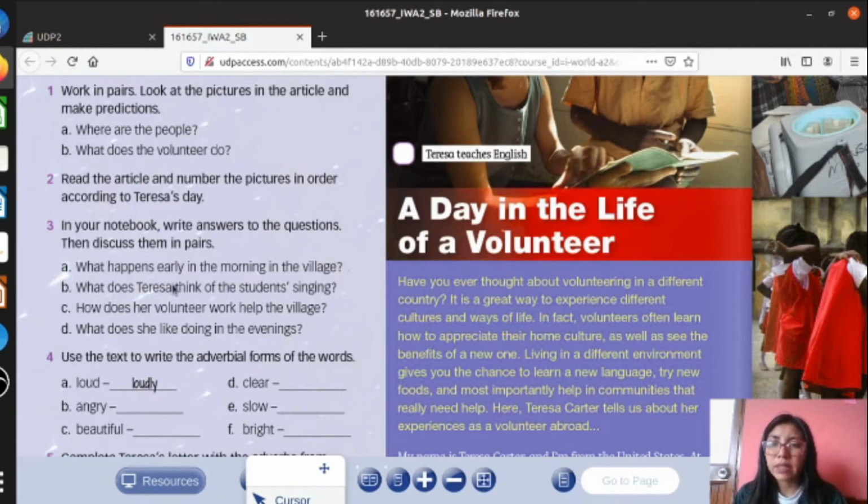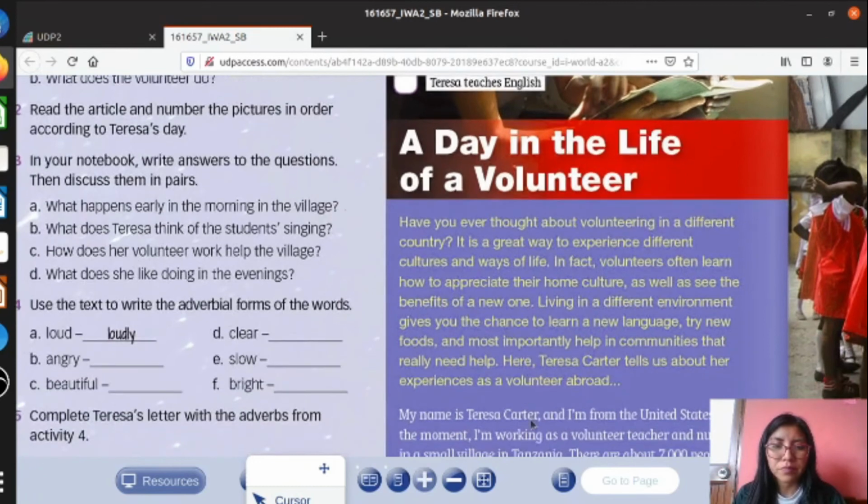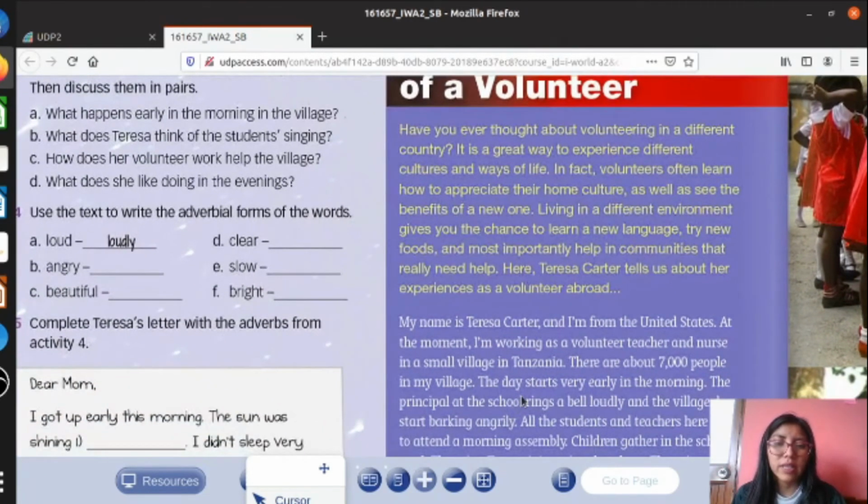What happens early in the morning in the village? What happened? Did you remember? Okay, pay attention again. The day starts very early in the morning, okay? So, what happened? The principal at the school rings a bell loudly and the village dogs start barking angrily. That is the answer, okay?